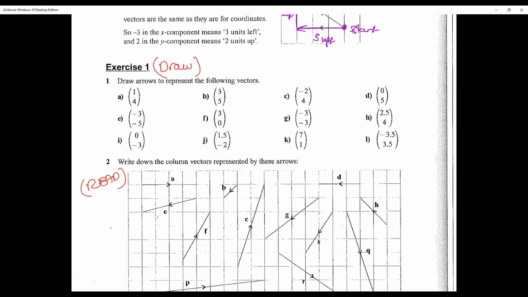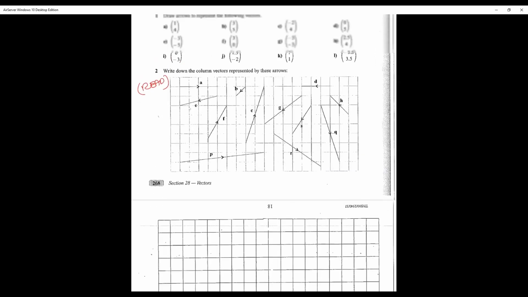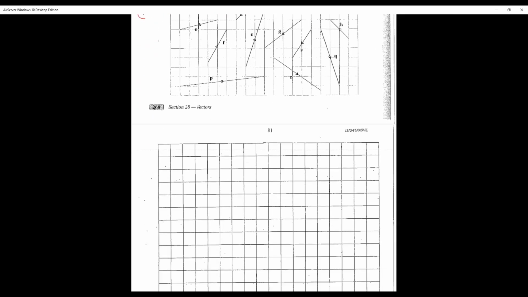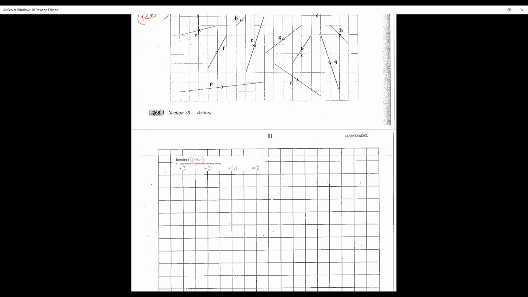So for the first one, Anaya, (1, 4). Now, I don't know whether you've been sent some. Okay, let's just do a bit of copy and paste.